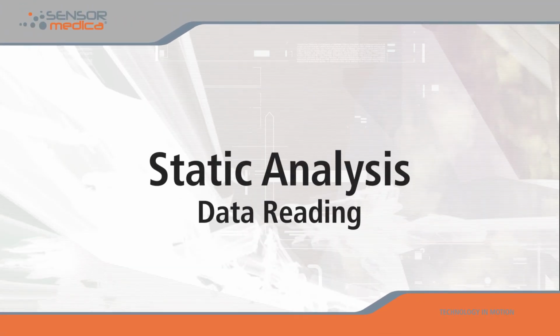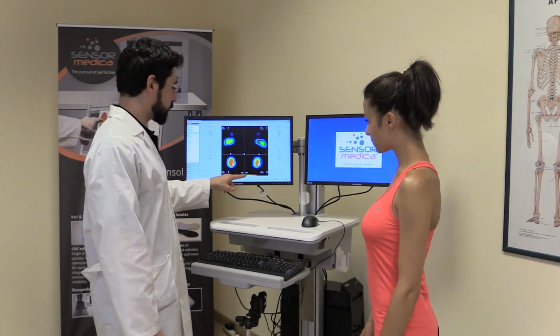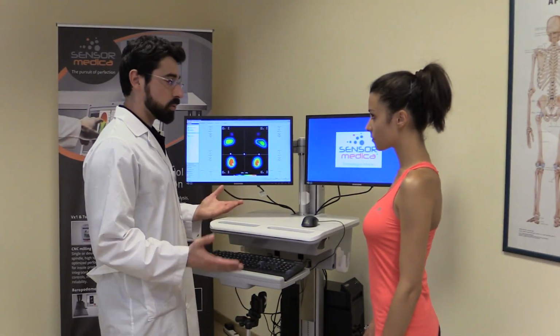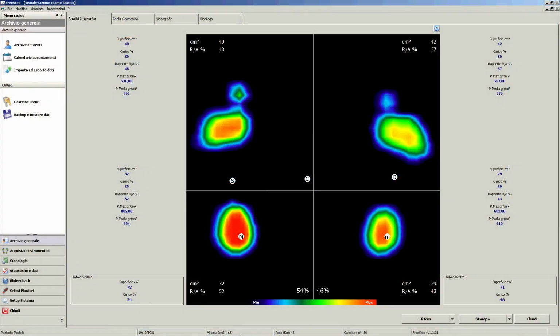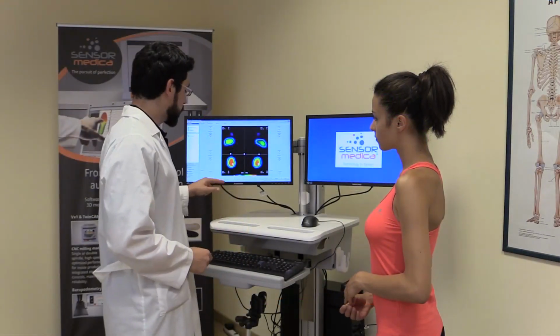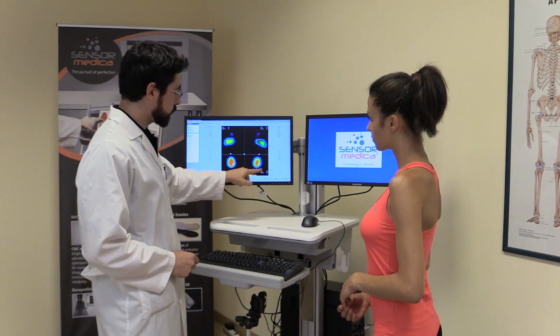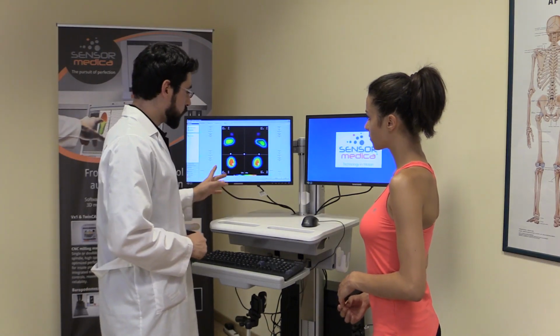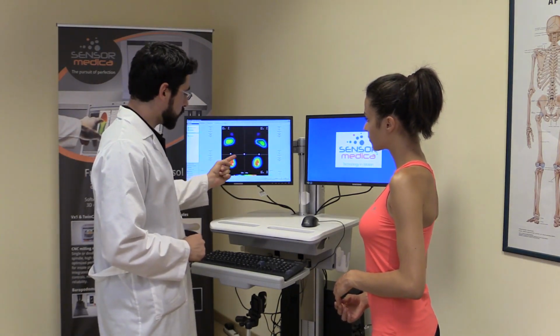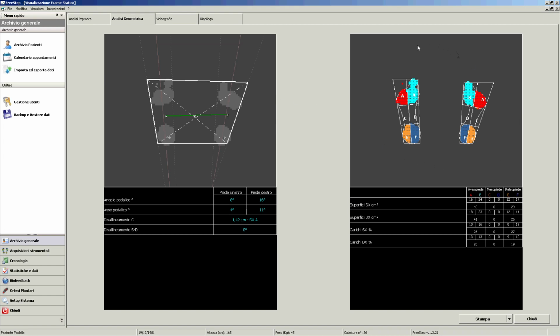Static baropodometry data reading. Among the main data of the static baropodometric exam, we will find the lateral load distribution, whose normal values are around 50% with a standard deviation of 3%. The antero-posterior load ratio, whose normal values are approximately 60% rear and 40% front. The pedalic surfaces, the centers of pressure rotation, the sector-based distribution of surface and load percentage.